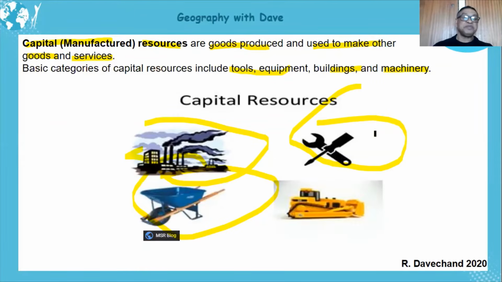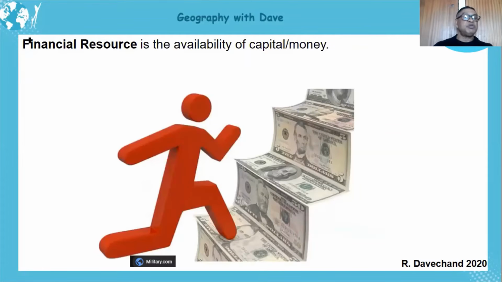And then, of course, we go to the financial resource, the availability of capital or money. Nothing goes without the money. You need the money to come in. So I went through the resources, and I know you're going to do it later on in your sections, but I thought it's important that we do cover this.